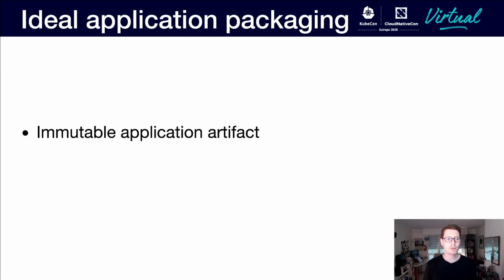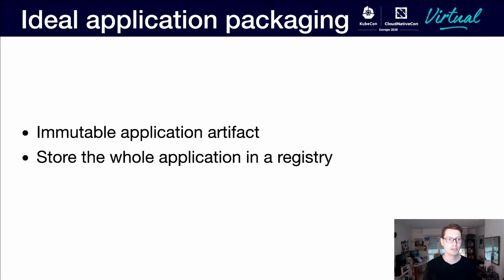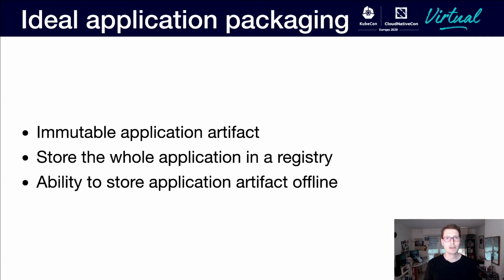So what would my ideal application packaging look like? Well, I'd love to have an immutable application artifact. I'd love to build my application, test it, and know that when I deploy it into production, it'll be exactly the version of everything that I tested before. I'd also like to be able to store the whole application in one place, preferably a registry. That will allow me to share it easily and have a place where I've archived all the versions of my application. A bonus would be that I'd be able to store my application offline so that I could use it in air-gapped environments or on IoT or other bandwidth-limited places.